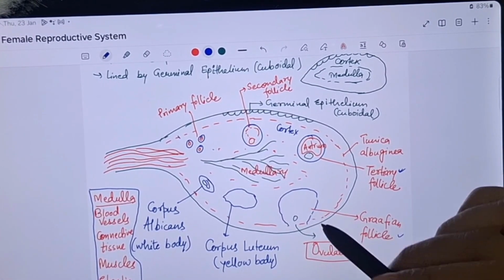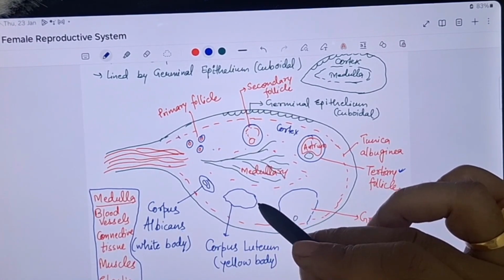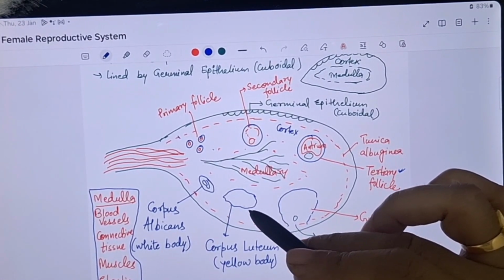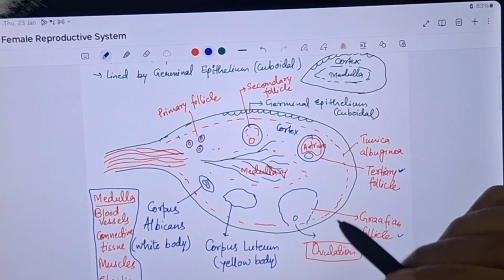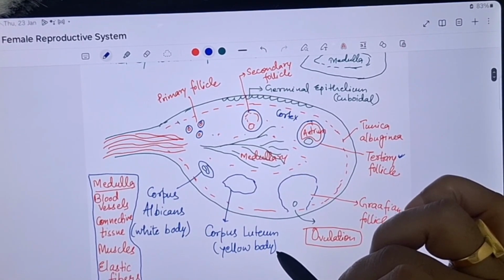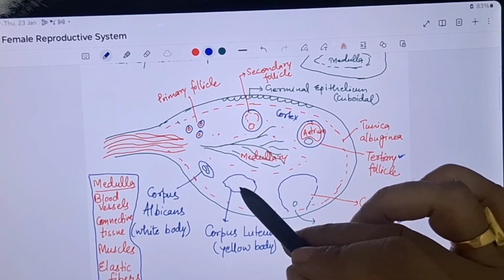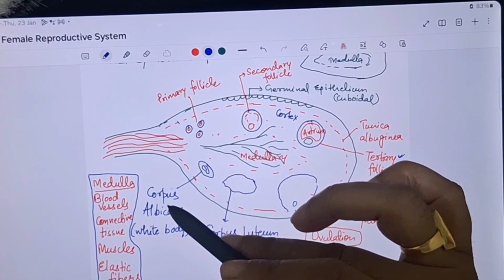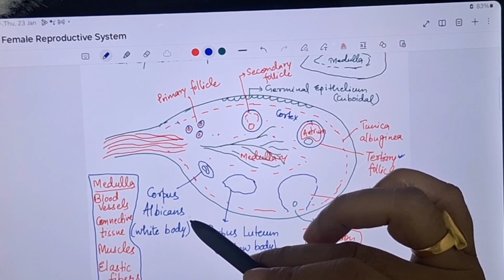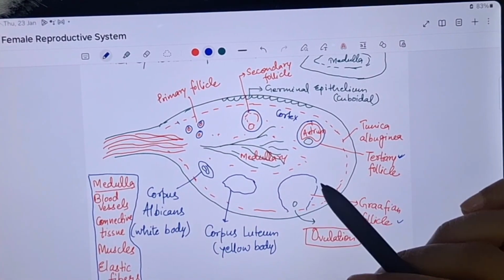And then this Graafian follicle will be acting as a temporary gland, or the yellow body. You can also expect questions from here. This is called the corpus luteum. This further will shrink to form a structure called the corpus albicans, which is called the white body.